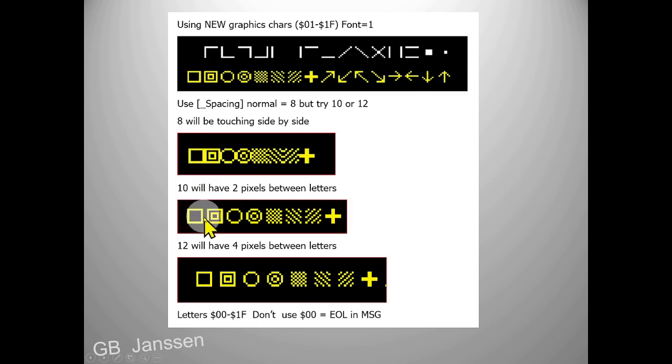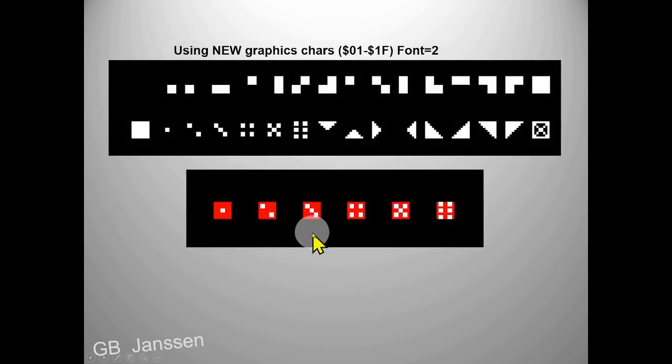That will put 2 pixels in between each character, regardless of whether it's A to Z or the special characters. Likewise with 12, you get 4, and you can put 14. So you can try whatever you want. You can put 4 in there and they will all overlap. You can put 6 in there to overlap. Okay, so much for that. Let's go to the next one.